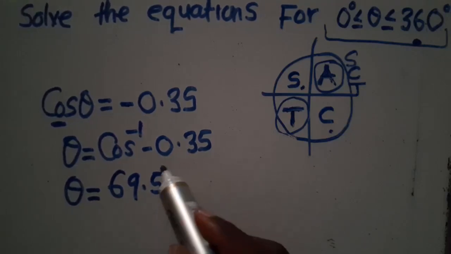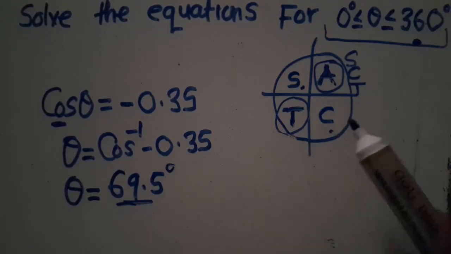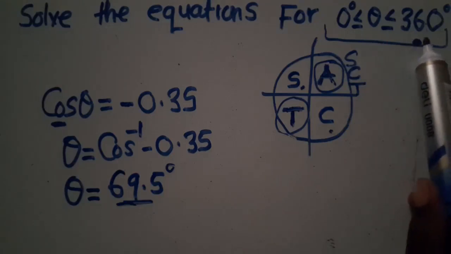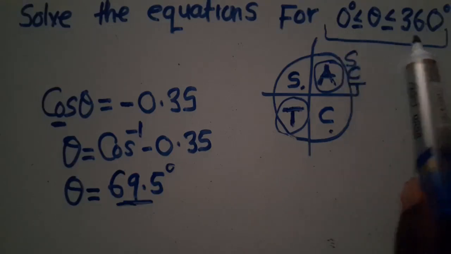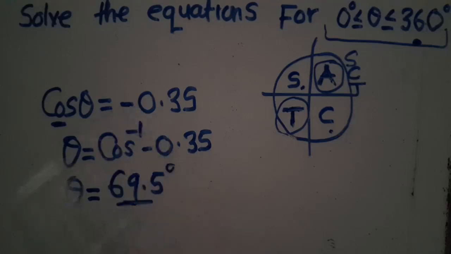Have you seen 69.5 degrees? This is the answer that I found. Looking at the scale here, have you seen the scale is ending up to what? 3 skis, from 0 to 3 skis. So you know that cos there was negative. Where is cos negative?